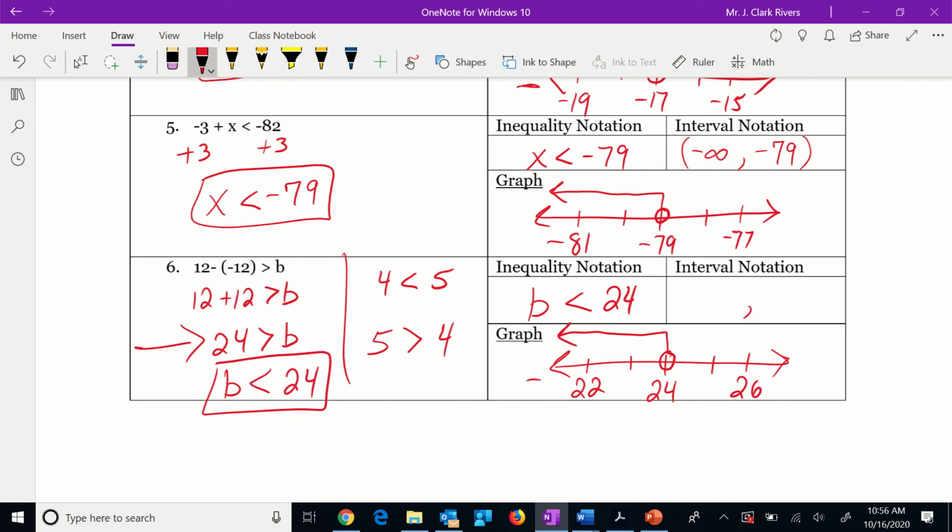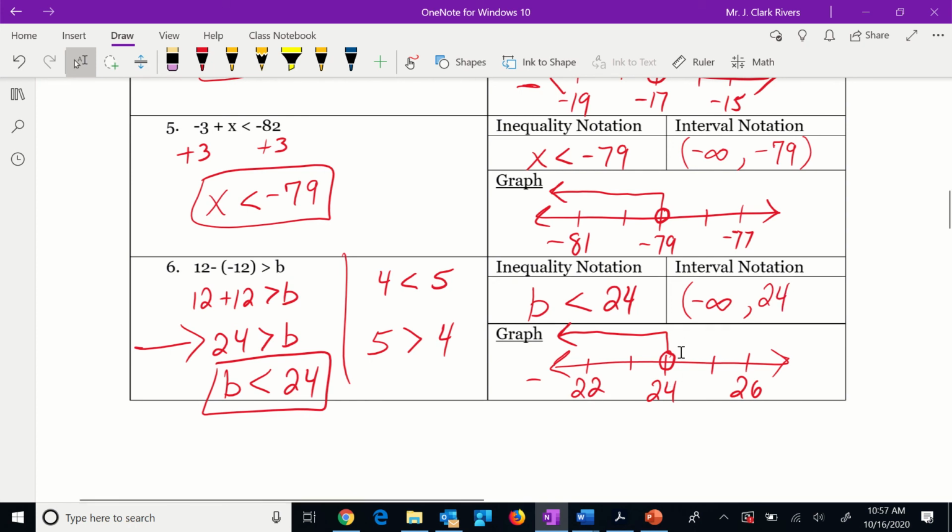Comma for the interval notation. We are shading to the left, meaning it goes to the left forever. So the low end is negative infinity. Infinity always gets a parenthesis, which makes the high end 24. So 24 goes on the right side of the comma.